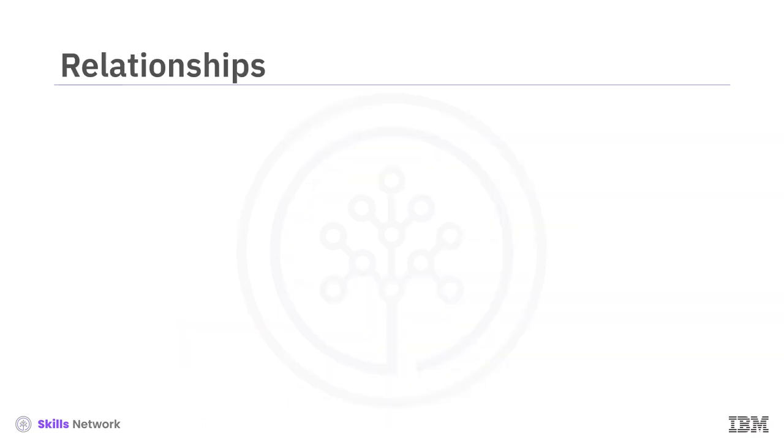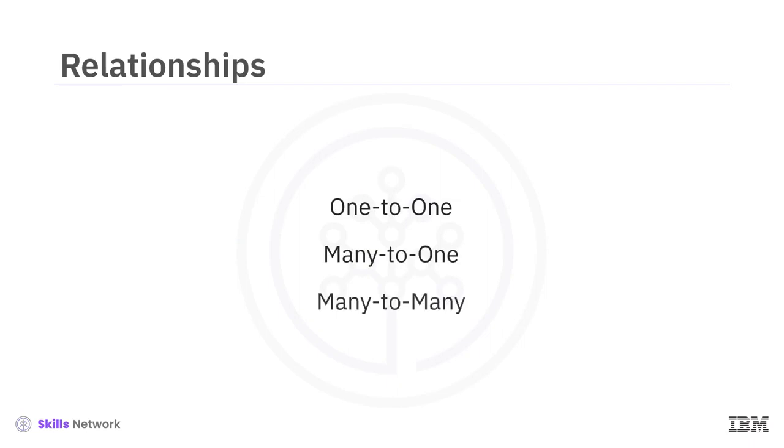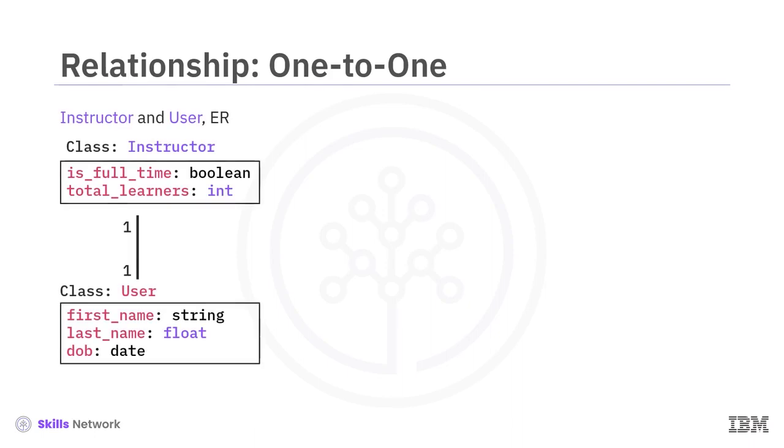Next, we model the relationships between entities. Django ORM supports common relationships such as one-to-one, many-to-one, and many-to-many. We will start with a one-to-one relationship. Suppose we have an instructor and user ER diagram. User class holds some common fields, such as name or date of birth, and instructor class has some special fields like is full or total number of learners the instructor has.